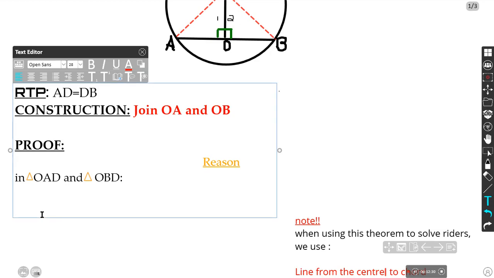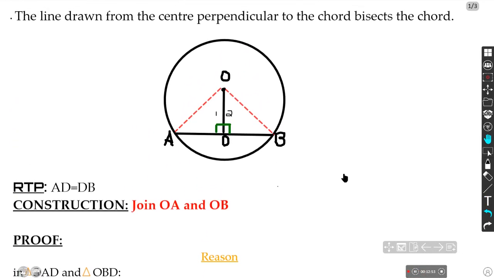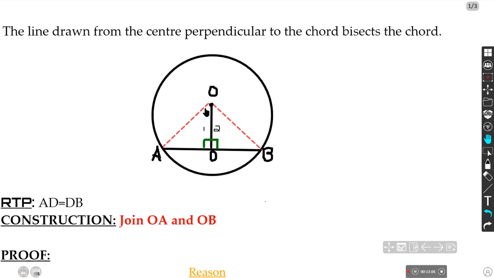So we're required to prove that... can you see that OA is equal to OB, right? Our reason will be radii. Tinishang is small letter. It will be radii. Can you see that? Remember, you need to go back to your terminology. What is a radius? A radius is a line drawn from the center to a point on the what? On the circumference. Can you see that?